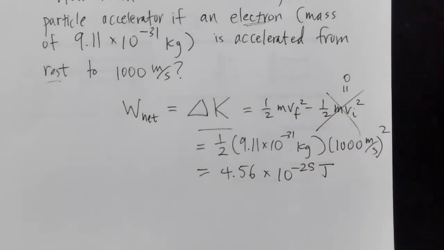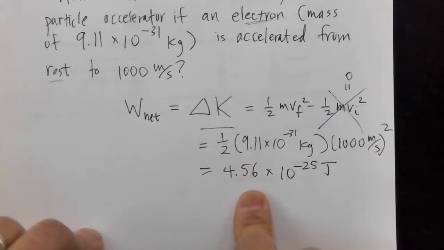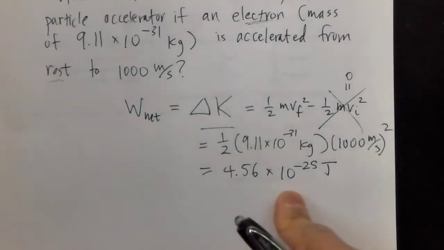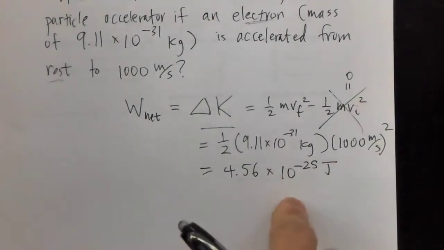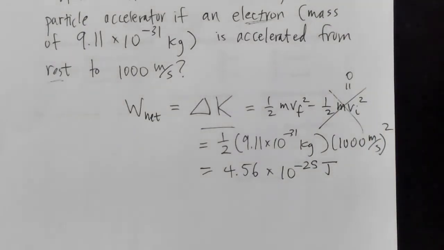Okay. And so if you ask how much work does the particle accelerator do, well, it's the only real significant force acting here. I said I'm going to neglect gravity because it doesn't really do much. So the work done by the particle accelerator is 4.56 times 10 to the negative 25th joules. That sounds like not very much work, but typically when you have a particle accelerator, you accelerate a lot of them, so that actually ends up being quite a bit. Any questions about this?